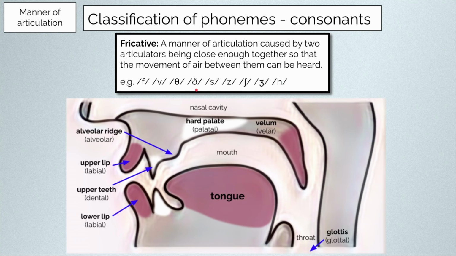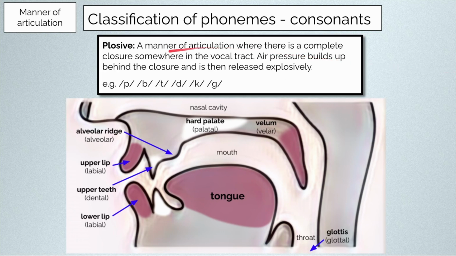So let's just take one of these sounds, this one here, which is a dental fricative, th, as in this, that. So here, the tongue is coming between the teeth and air is coming between them. Because these are so close together, that is causing friction, which is making that sound. So the friction makes the fricatives. That's an easy way to remember those.